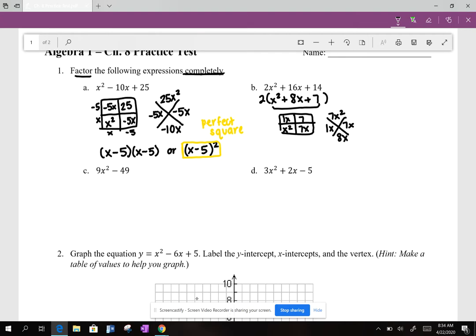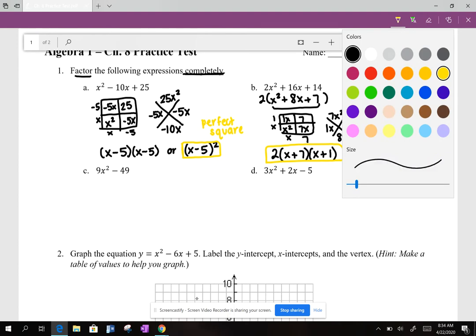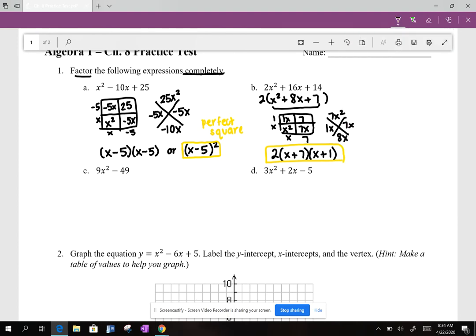If we put that back into the generic rectangle, we get our length and our width. So my final answer is 2 out front. That was the common factor. And then x plus 7 times x plus 1. Or you can put x plus 1 before x plus 7. That's okay. But that is our answer. Let's do part C.